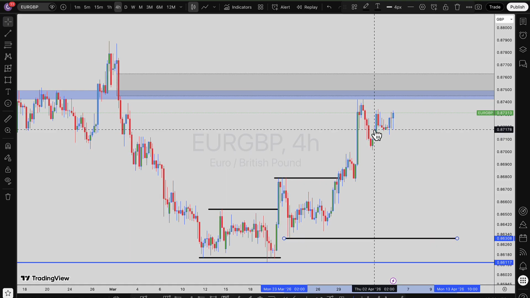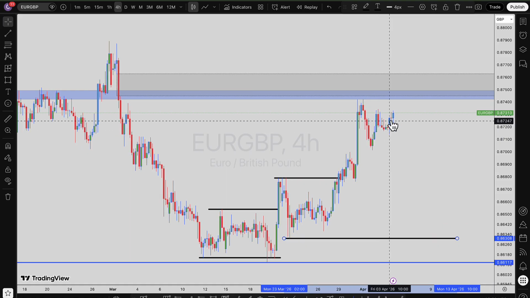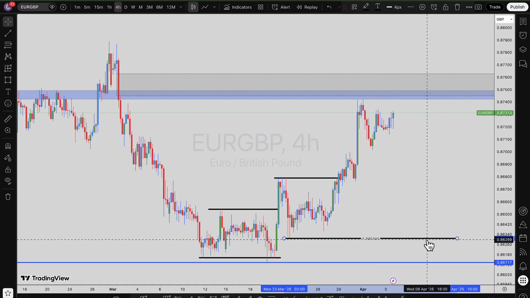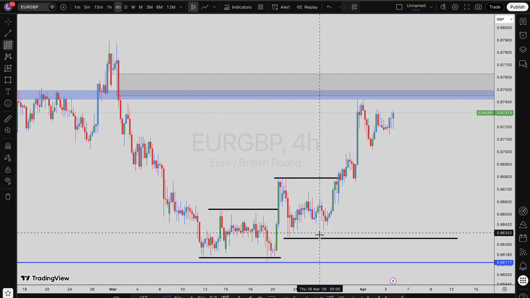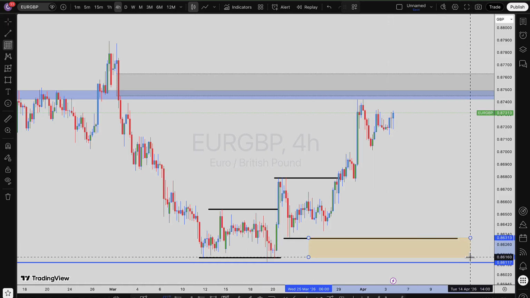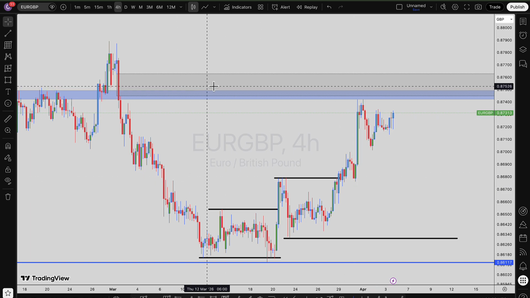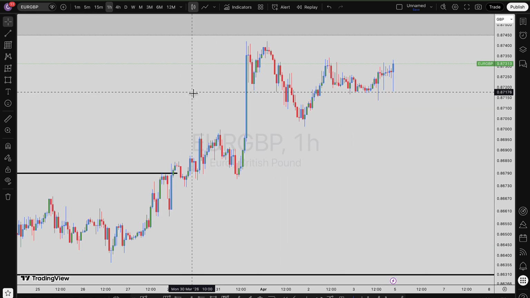So we are still anticipating for price to come to pick out some unfinished business at this 0.8627. There is still some unfinished business at this yellow zone. Yeah, price needs to come back right here. Now we have some levels above. Let's check the 1-hour chart.